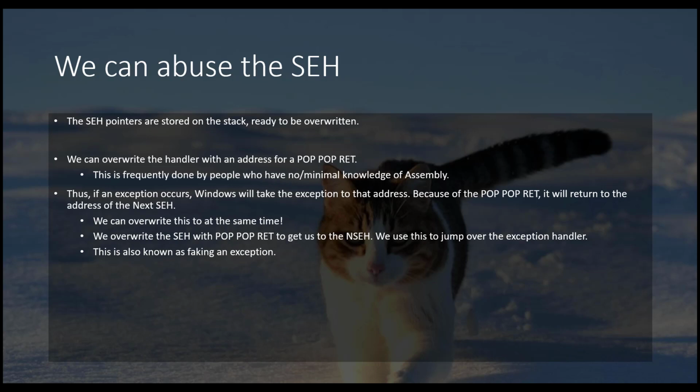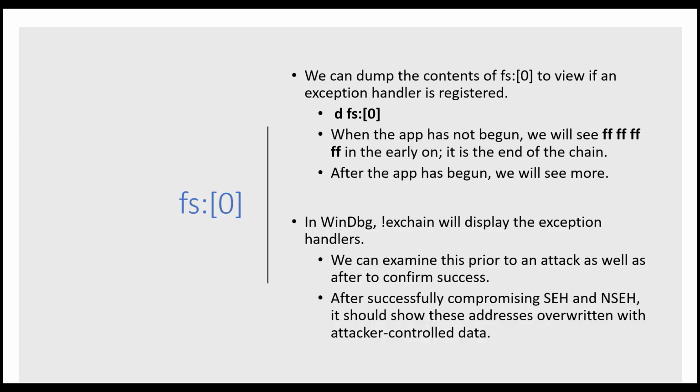I guess all this information is just repetitious. So FS:0, you can dump the contents of FS:0 to view if an exception handler is registered, and so that should actually be dd, or it may work with d. I'm not sure, but I would probably do dd inside of WinDbg, and that'll dump the contents of that. So when an app has not begun, we will see just all Fs early on.